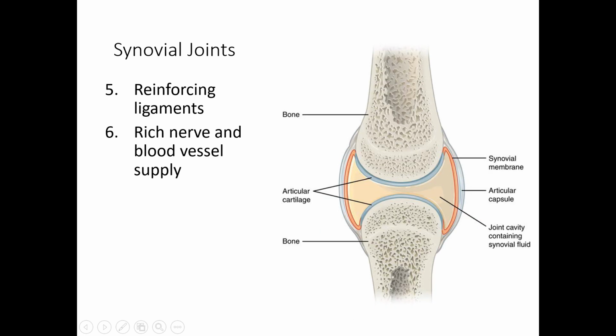What else can be found? Not shown in that picture, but on the outside there will be ligaments connecting two bones and reinforcing the whole structure, making it stronger. And also there will be lots of blood vessels going to those synovial membrane and ligaments, joint ligaments, to provide them with nutrition and blood supply and nerve supply.